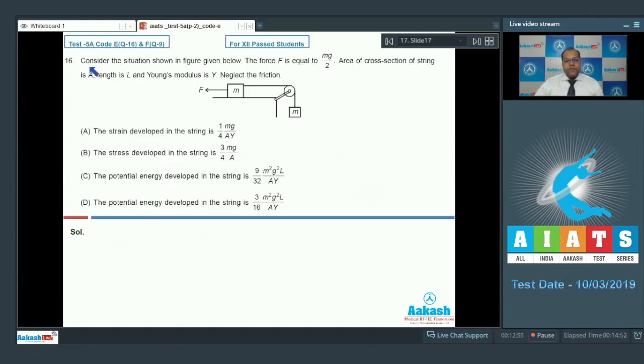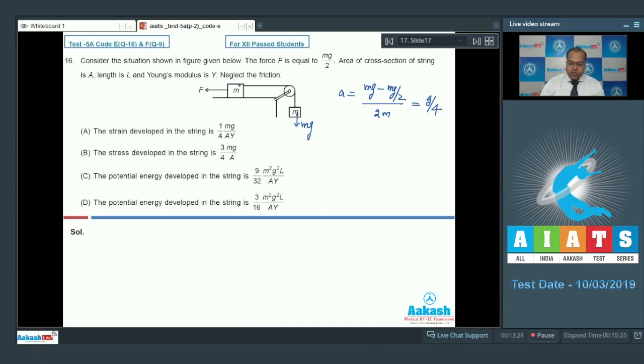In question number 16, consider the situation shown in the figure given below. The force F is equal to mg by 2. Area of cross section of the string is A, length is L, and Young's modulus is Y. Neglect the friction. So if I draw the free body diagram, then mg is acting in this direction. So the acceleration of the system can be written as mg minus mg by 2 divided by 2m. So it comes out to be g by 4.